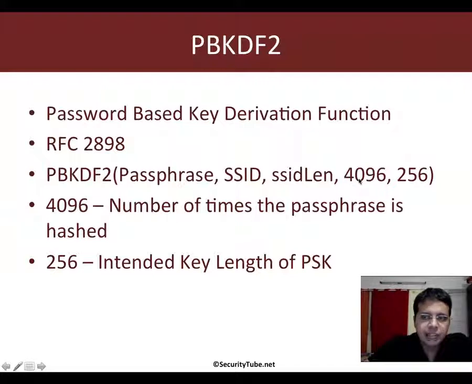Now 4096 stands for the fact that the passphrase would be hashed 4096 times by this function, and 256 is the size of the end key which is required from the function. Now, the password-based key derivation function can take in any arbitrary values here, and hence you could even have derived a 512-bit key if you liked. But in the WPA PSK case or WPA2 PSK case, this is practically fixed, which is 4096 times we would have to hash the passphrase within the function, and the end output would be a 256-bit PSK key, or the pre-shared key as we call it.